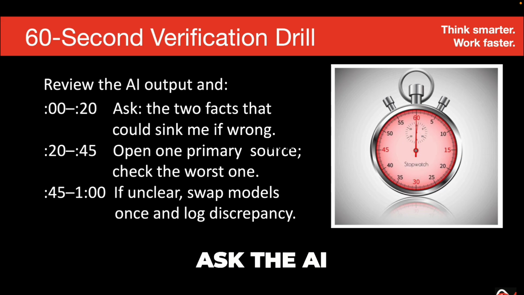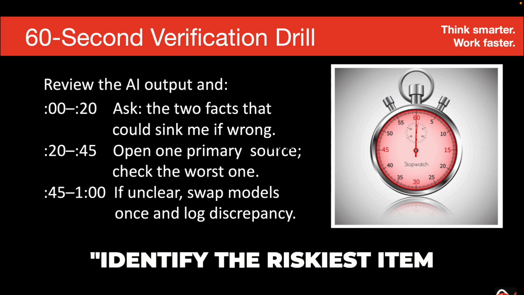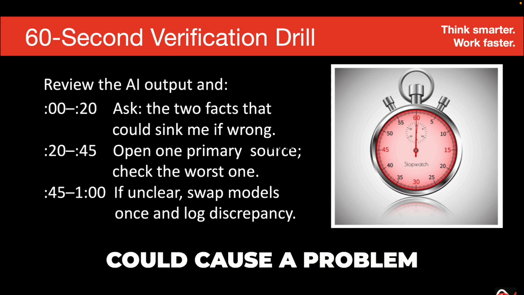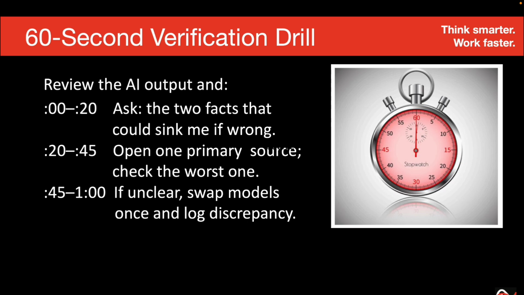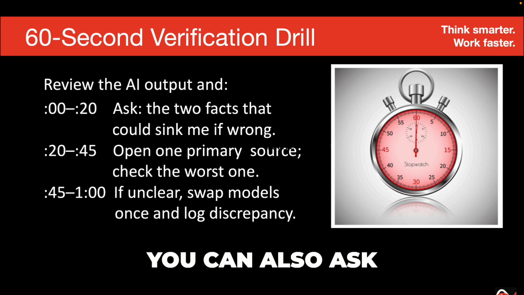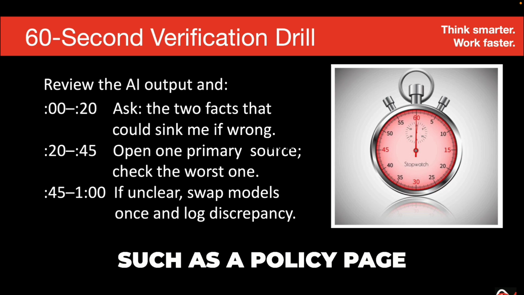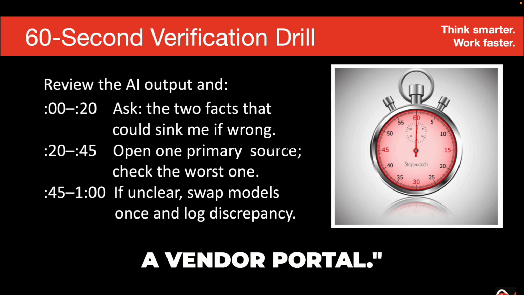Ask the AI, after you've reviewed the output, to identify the riskiest item, a number, date, name, or a link that could cause a problem if incorrect. You can also ask it to open one authoritative source, such as a policy page, a finance sheet, a vendor portal.